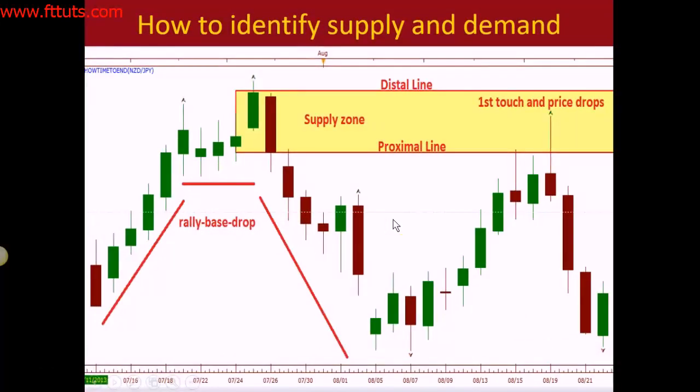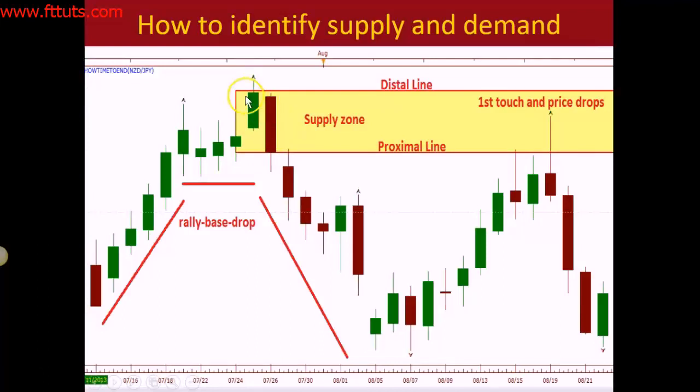So how to identify supply and demand? Here's your rally. Here's your base. You can see we based, and then here's your leg drop. So this is a rally base drop. And then I drew a supply zone. I have a distal line and a proximal line. First touch and price drops.